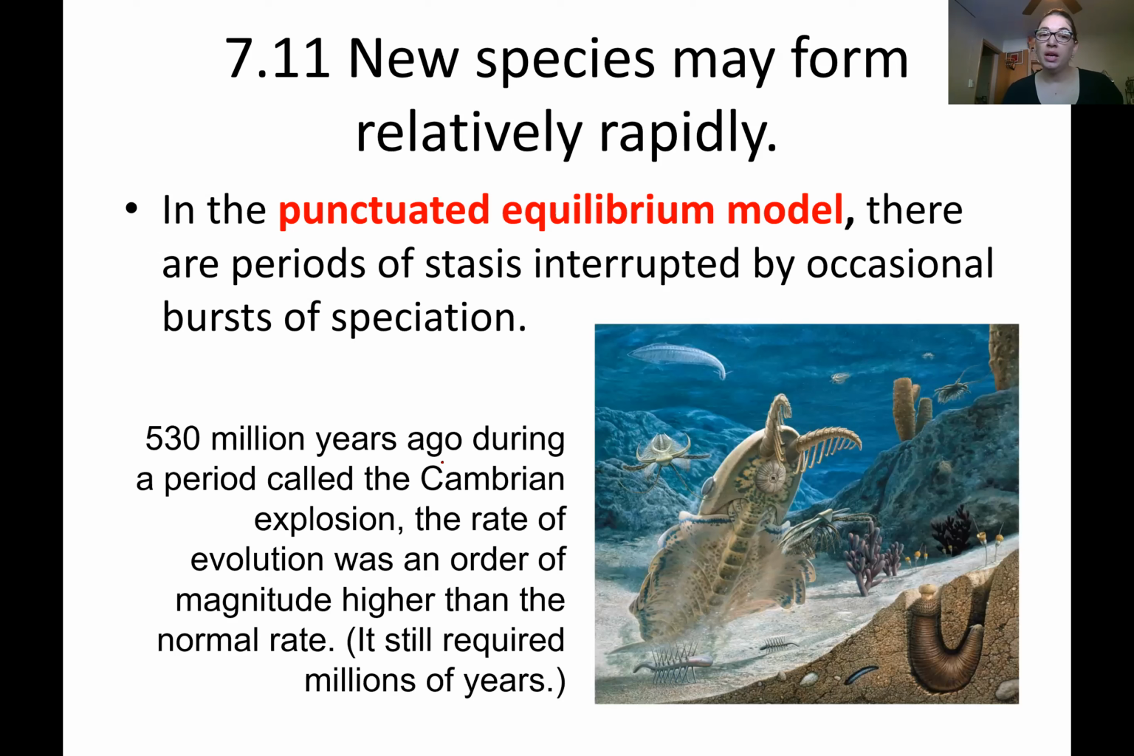So one example of what we would consider punctuated equilibrium was during the Cambrian period. We called it the Cambrian explosion. This is where the rate of evolution was much higher than the normal rate. But it still took millions of years, but over time it was considered a short period of time.